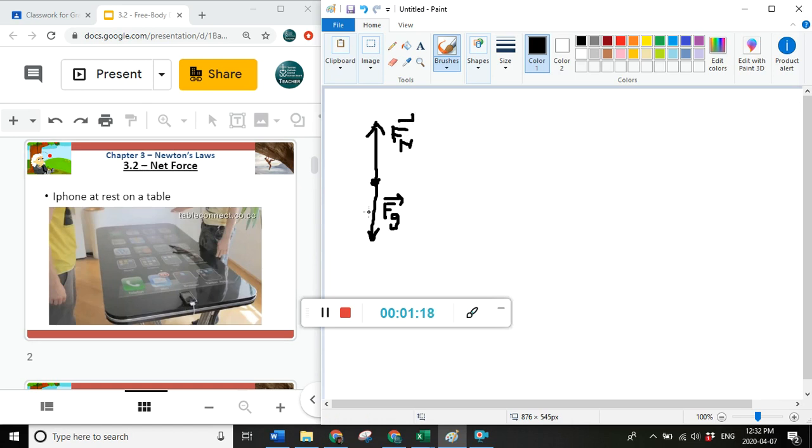You'll notice that these two forces balance each other off, Fn and Fg. And when forces are balanced, the object tends to not be moving. So that makes sense that the free body diagram would look like this.